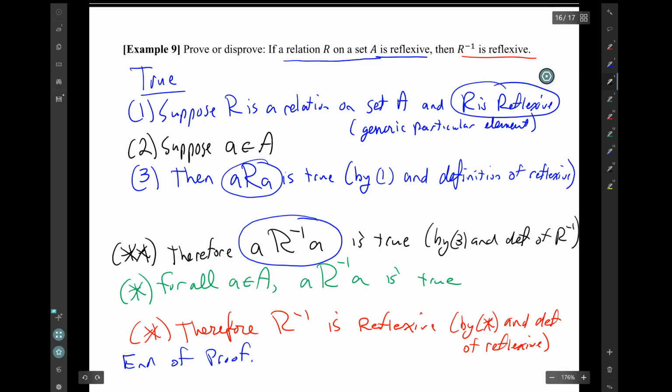So this black statement is statement 4, and the green statement is statement 5, and its justification is by 2 and 4. And the red statement is statement 6, and it's justified by statement 5. That's the end of the proof.